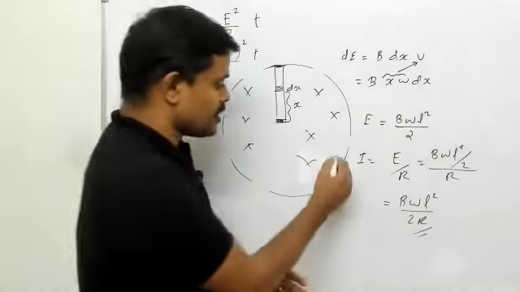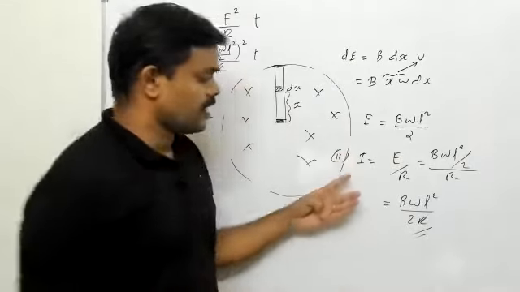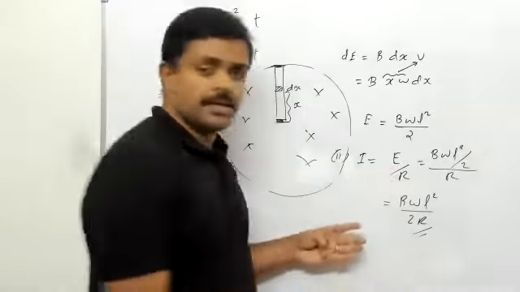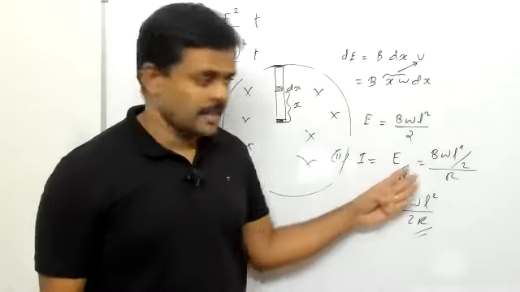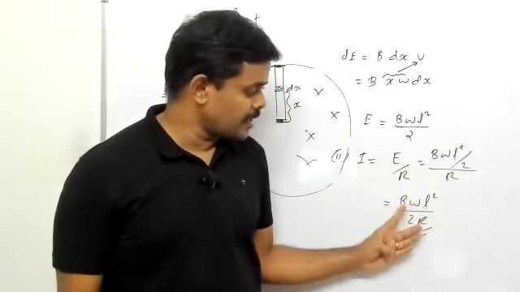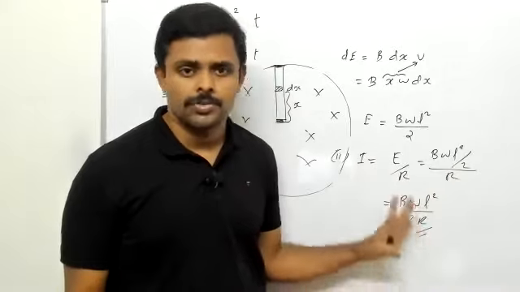Then the second part of the question is to find the current. It is easy to find, as Ohm's law can be directly applied. I is equal to E by R. E is B omega L square by 2, so I is B omega L square by 2R.